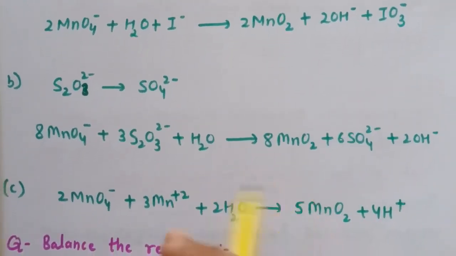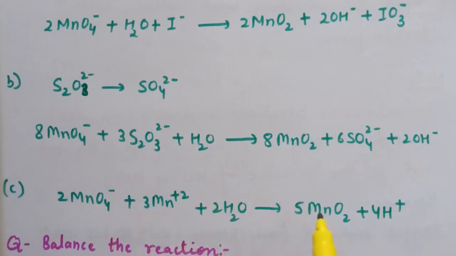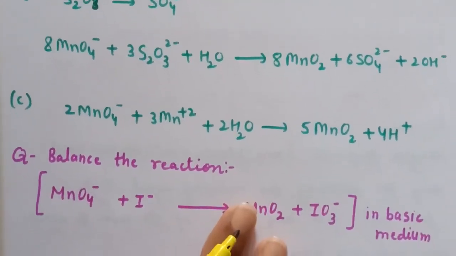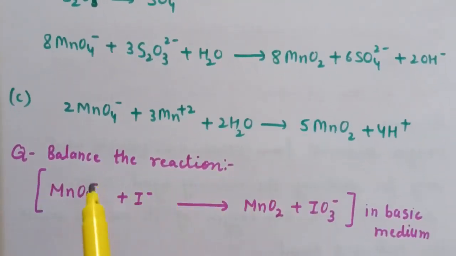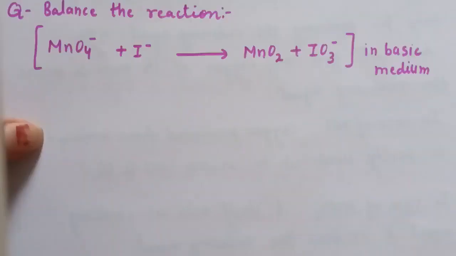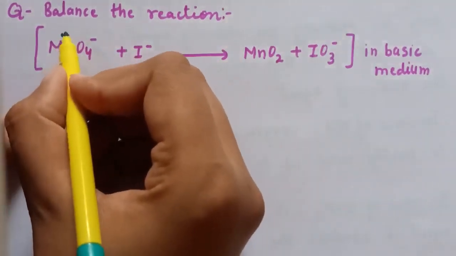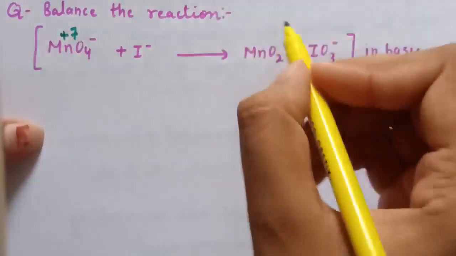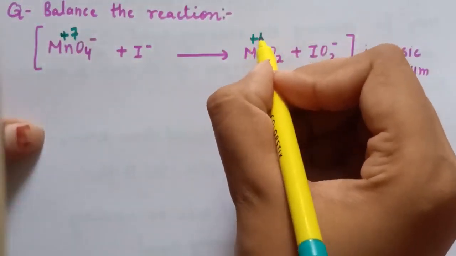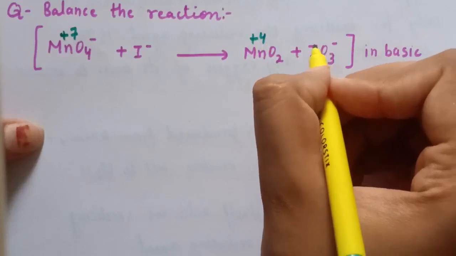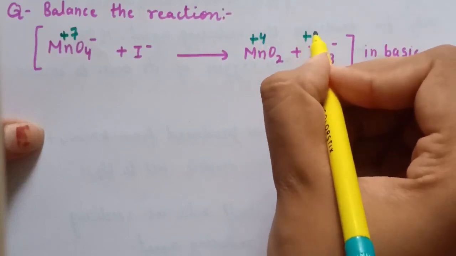The next reaction is that manganese salt is converted to MnO2 in neutral or alkaline solution. Now here we have a question: balance this reaction. MnO4 negative plus I negative gives MnO2 and IO3 negative. We have to balance this reaction in basic medium. First of all we will find the oxidation number of manganese in MnO4 negative, that is +7. In MnO2 the oxidation number is +4, and in IO3 negative the oxidation number of iodine is +5.